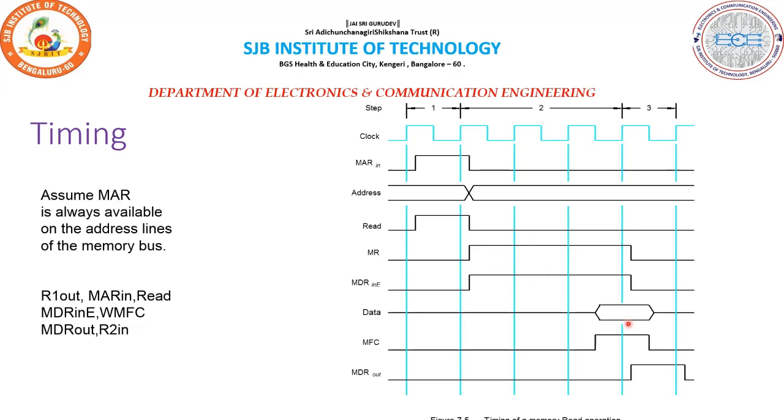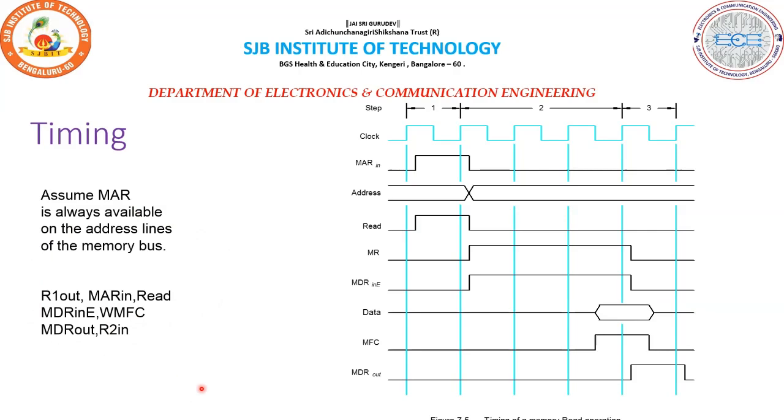The data is received from the memory bus and transferred to the MDR. So at the end of the clock cycle, the MFC signal is received and in the next clock cycle, MDRout is going to be activated. Here the transfer happens externally and MDRout is activated. That is nothing but the data being transferred to the register R2. This means that the memory read operation requires 3 steps: R1out, MARin and the read operation, then MDRinE, and when the memory function completed signal is equal to 1, MDRout, and the data is stored in the R2 register.